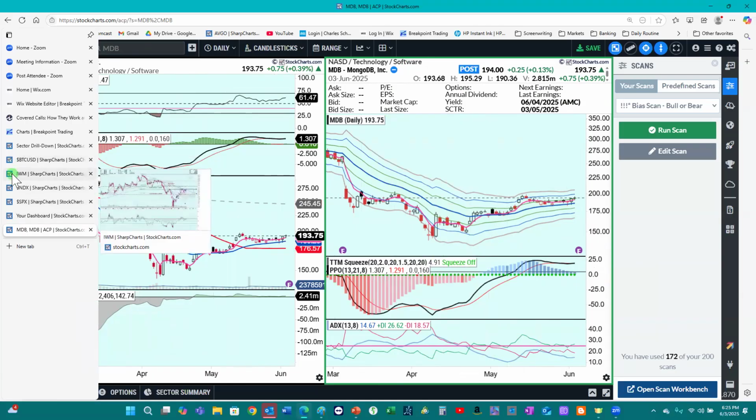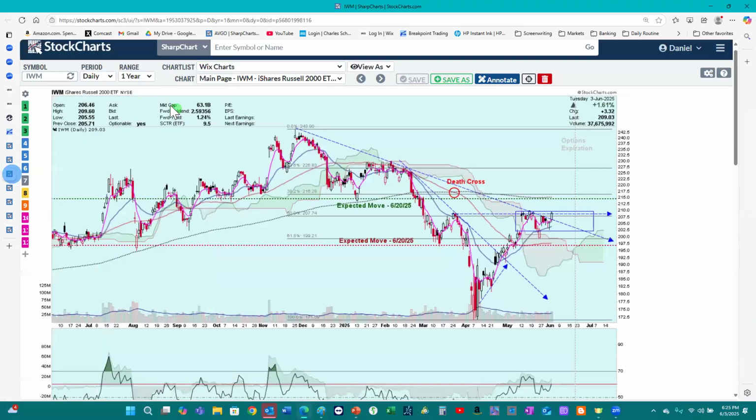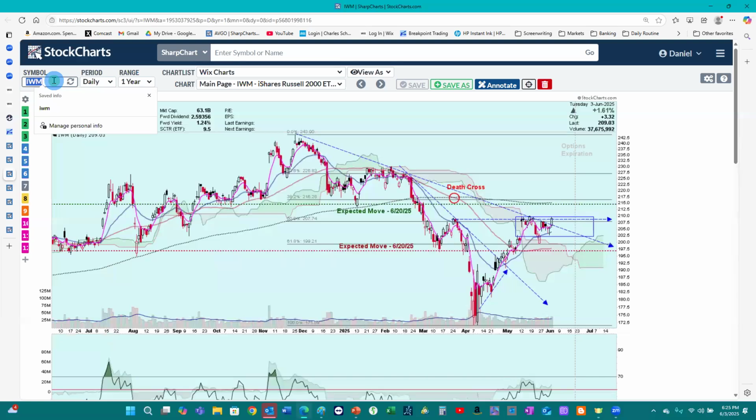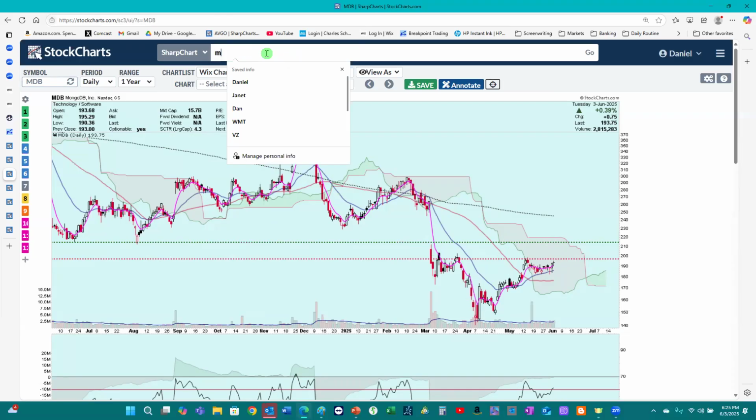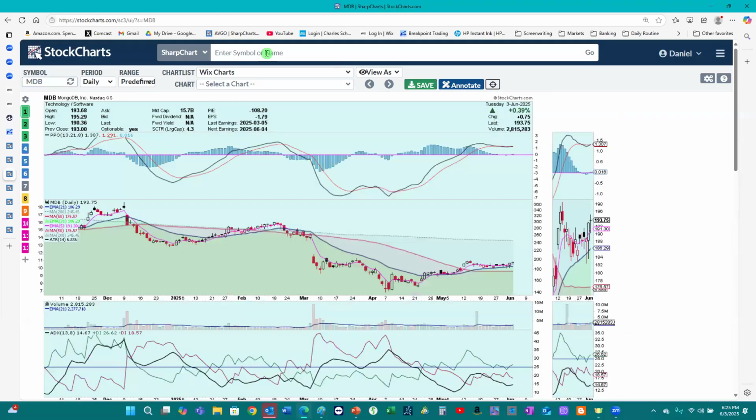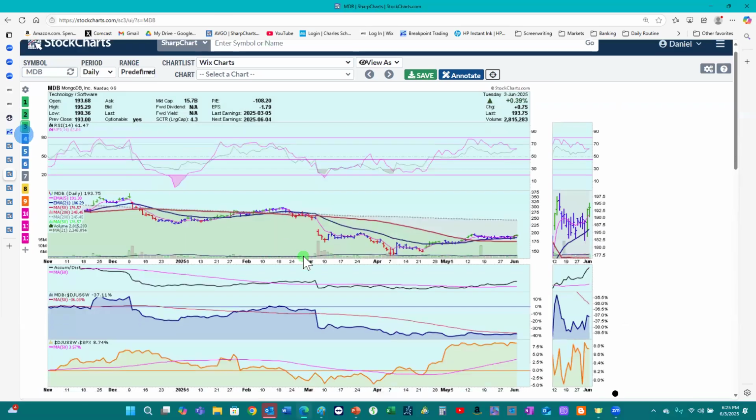Let me go up and actually look at it this way. MDB. So MDB right here. Yeah, I need to do a different one. It still has my expected move from the Russell 2000 on there. Do a fresh one.